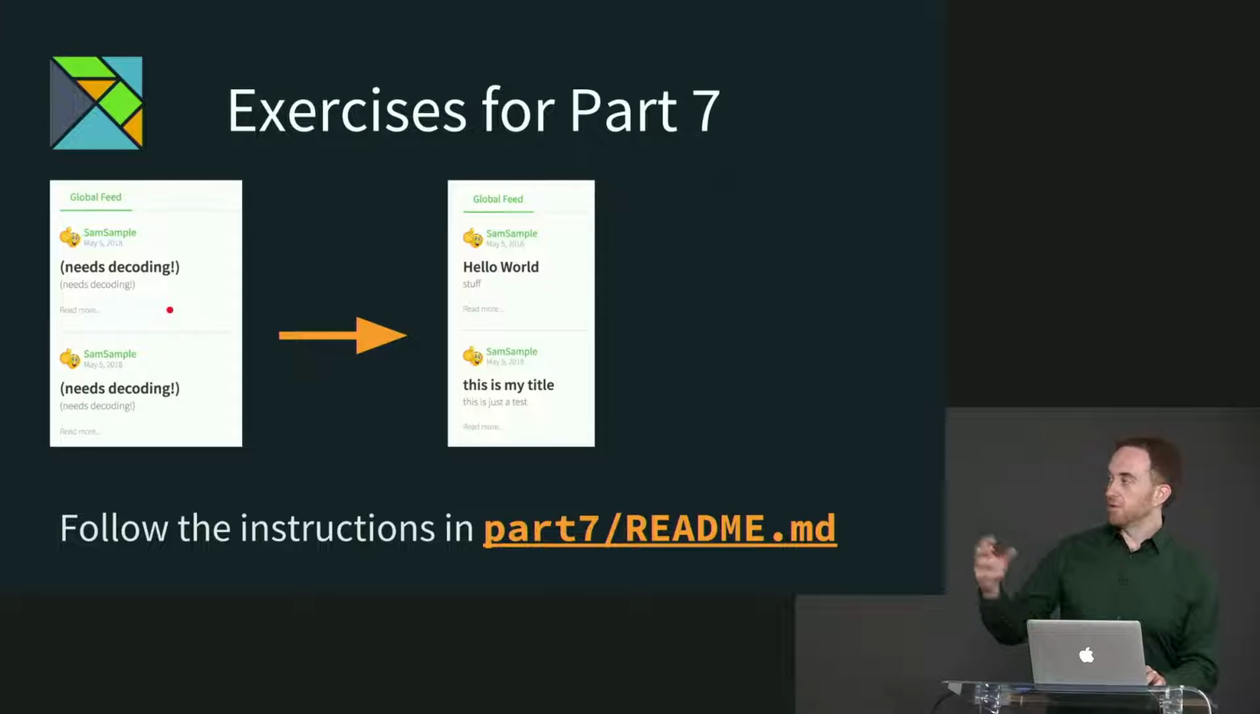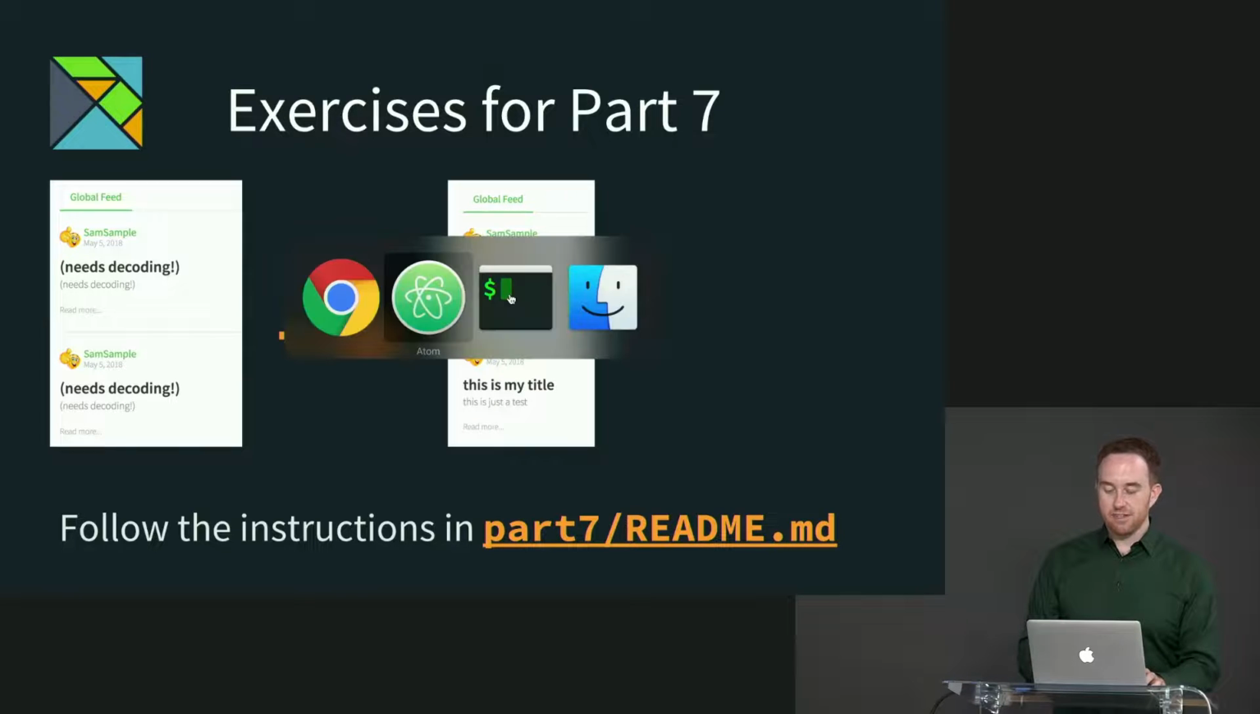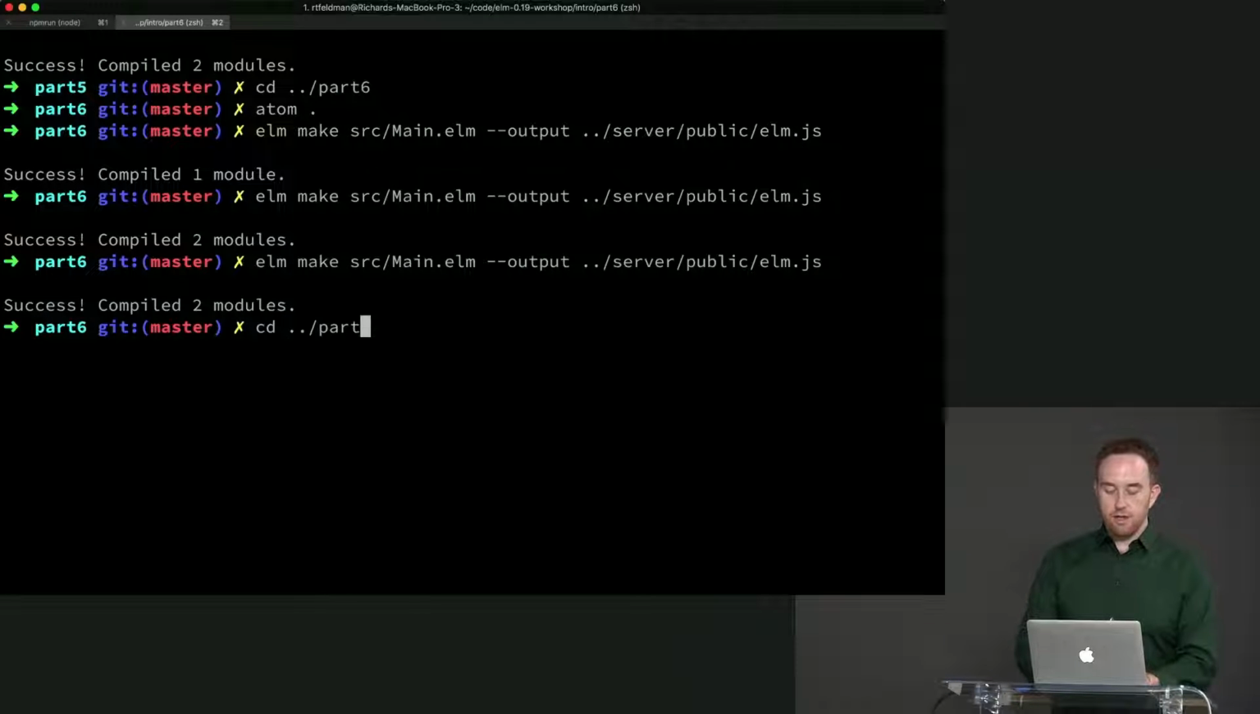And what we're going to do is actually implement the decoders that will translate that from the server such that we can actually get our nice article titles back here. So we'll jump into part 7 for that.